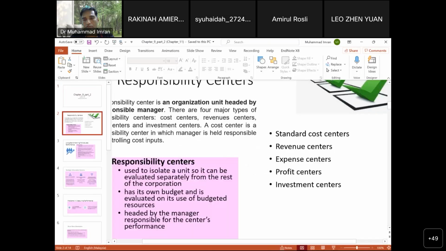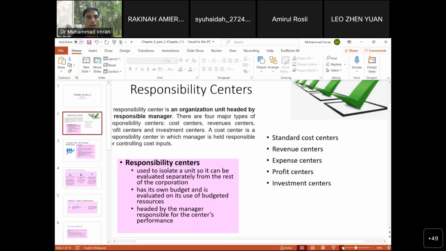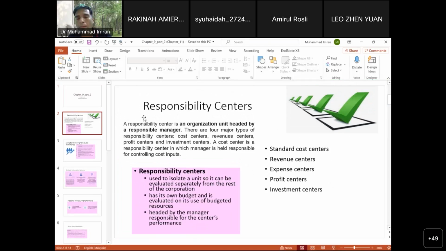Okay, my dear students. So, responsibility centers. Most of the companies and organizations divide their companies into different centers. Why are they divided into different centers? For effective performance appraisal and effective management. Basically, there are four major types of responsibility centers: cost centers, revenue centers, profit centers, and investment centers.